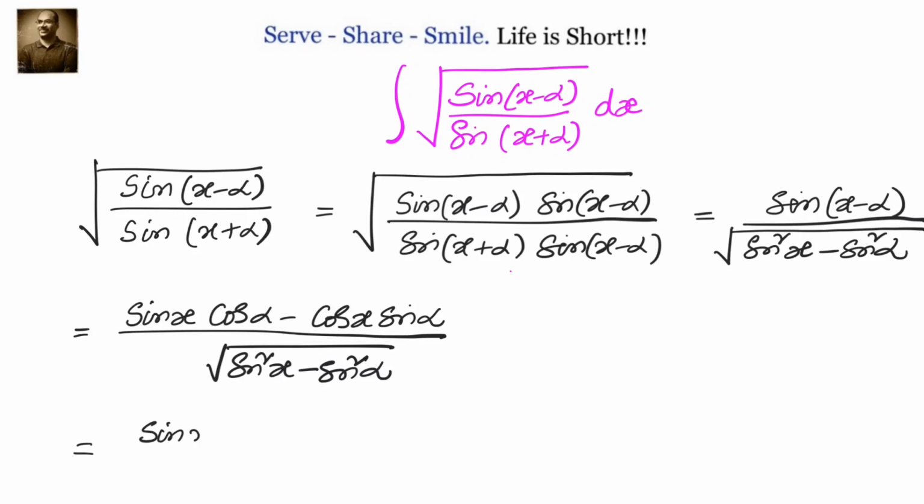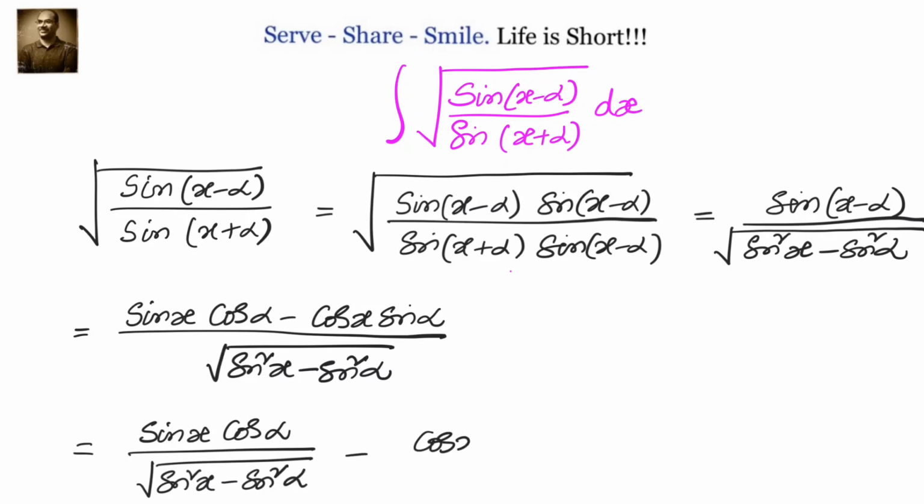So the first part will be sin x cos alpha divided by square root of sin square x minus sin square alpha, minus cos x sin alpha divided by square root of sin square x minus sin square alpha.